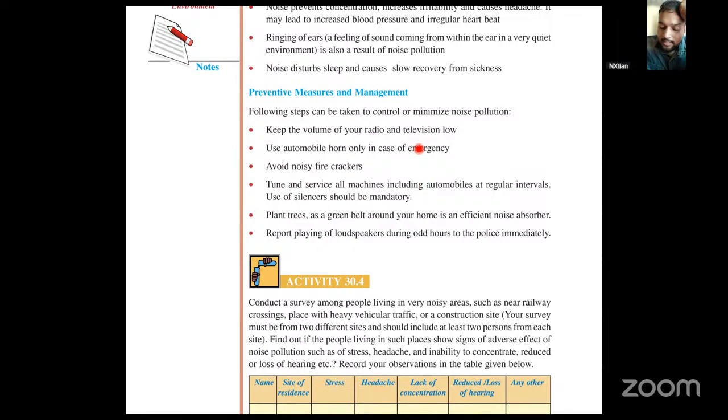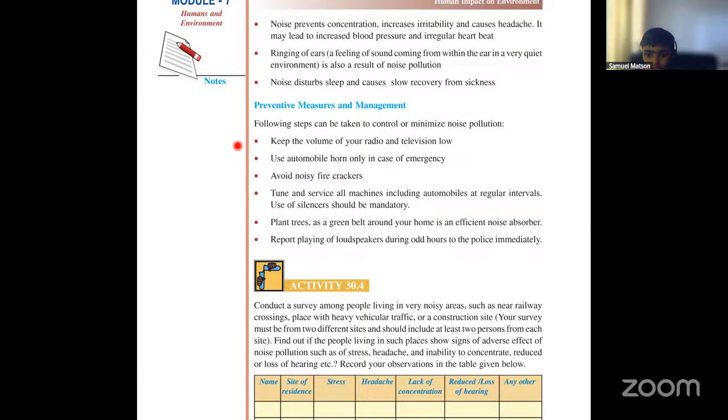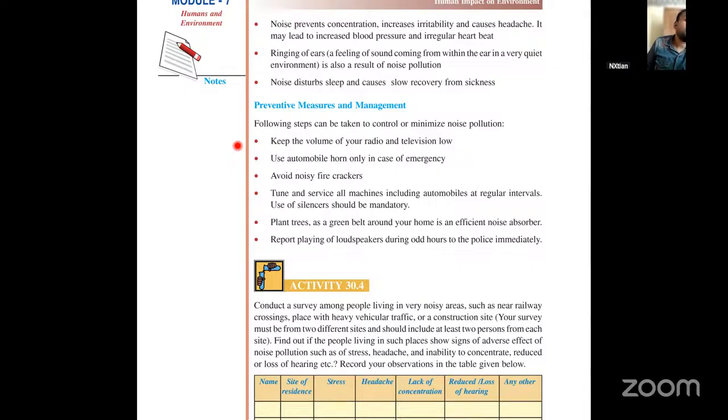The preventive measures: keep the volume of the radio low, automobile horns low. So these are simple things. Loudspeakers at very odd hours: it is said that at night after 10 you cannot use high volume DJs and all.